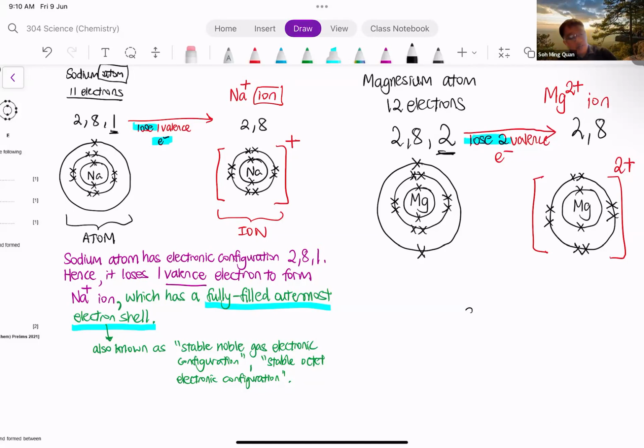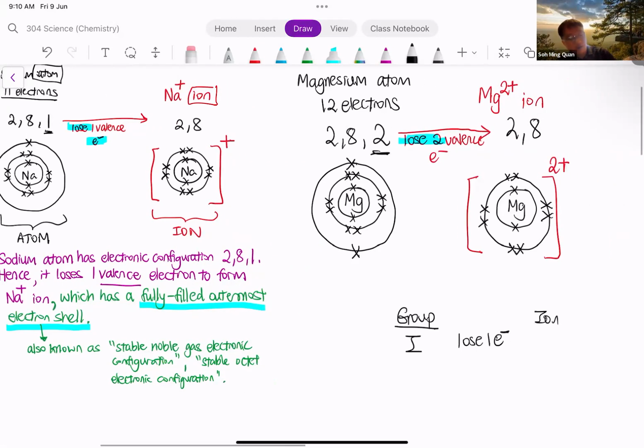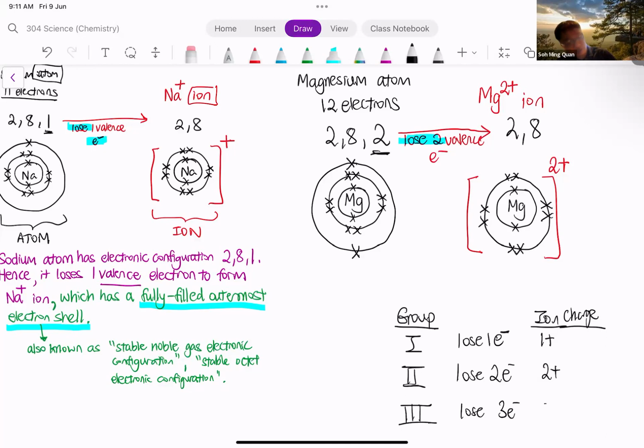And so we can generalize. If it's group 1, it will lose 1 valence electron, so the ion is 1 plus charge. Group 2, lose 2 valence electrons, so 2 plus charge. Group 3, lose 3 valence electrons, 3 plus.